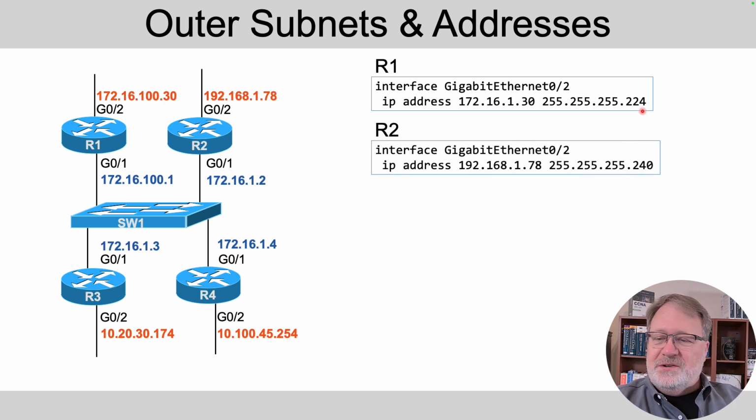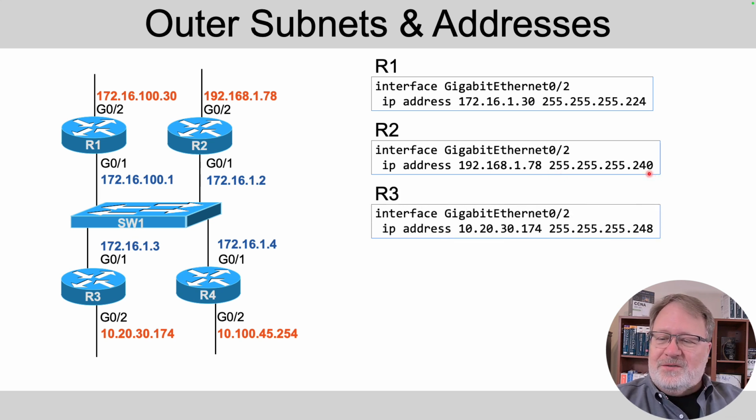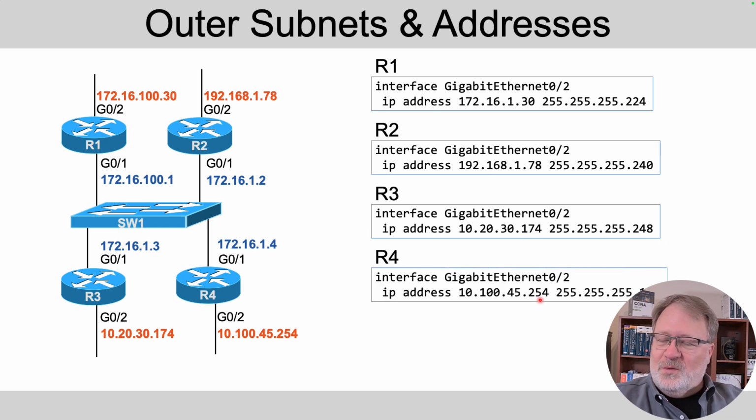Then on router R2, the address from the figure/table, along with its mask of 255.255.255.240. R3, with the address that ends in .174 with its mask, and then R4 with its address that ends in .254, as it turns out, with this mask that ends in .192.